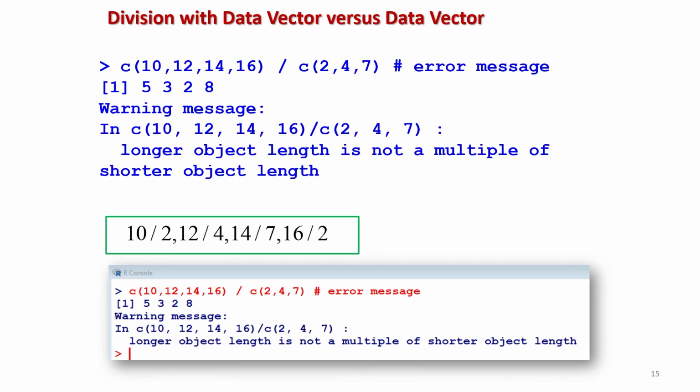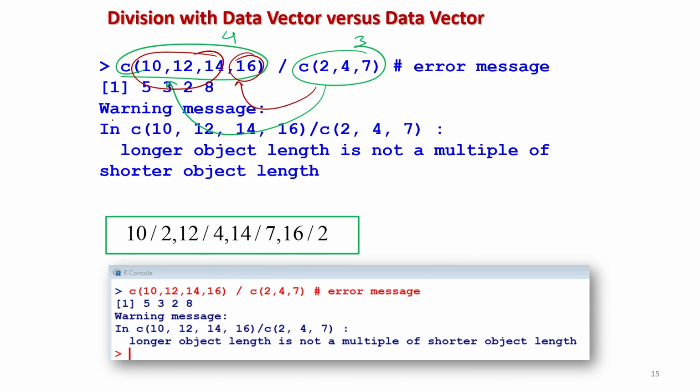And similarly, if you try to take data vectors of different length, for example, the first data vector is of length 4 and the second data vector is of length 3, then what will happen? The second data vector will operate over the first data vector at the first 3 places 10, 12, 14, and then it will come again. The 16 will be divided by 2, but it will give you a warning message that something is wrong, and you have to be careful that the longer object length is not a multiple of the shorter object length.